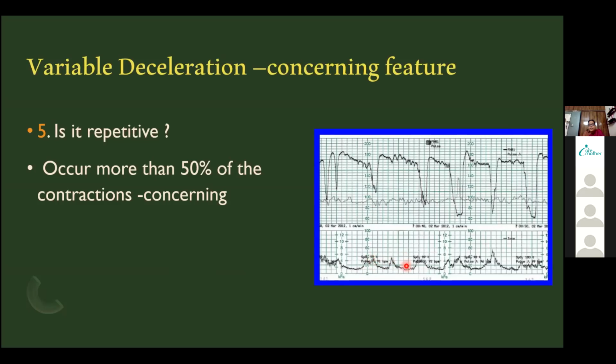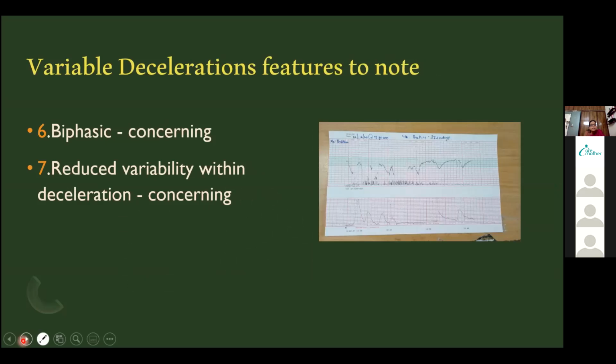Repetitive: does it come with every contraction? When we say repetitive, does it come with every contraction or after every contraction? The duration I mentioned is the duration of a single deceleration. Then the entire trace, if it is abnormal. See this again, it is repetitive. For the entire trace, there is deceleration occurring with more than 50% of the contractions. It is again significant.